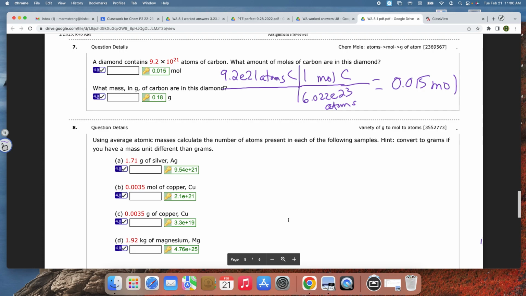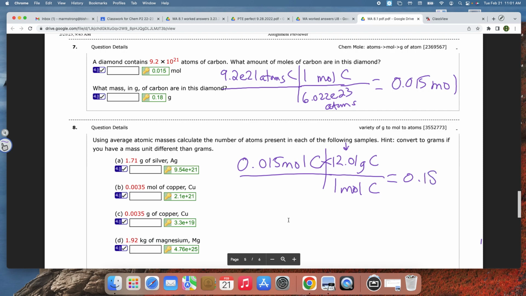And then to find the grams, we could just start with those moles of carbon. I write that down so I remember when I get to this next part. And 1 mole of carbon, the ratio of 1 mole of carbon has 12.01 grams. I got that number from the periodic table. And these two are next to each other. You multiply it and you get 0.18 grams of carbon.